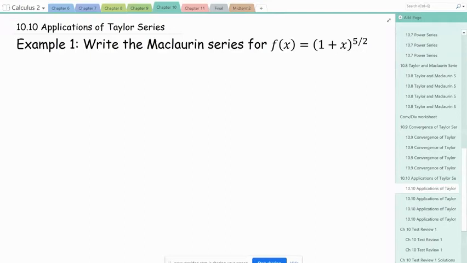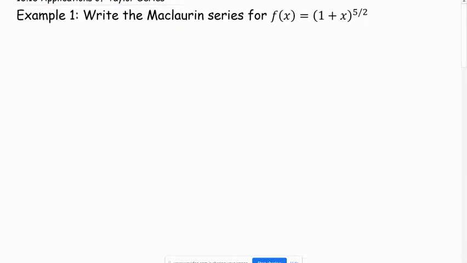Hello, everybody. This lesson is on section 10.10 in your calculus text on applications of Taylor series. So we've been looking at ways that you can create Taylor and Maclaurin series for functions. For the first couple examples, we're going to try to recognize a pattern when we have 1 plus x raised to some power m, in this case 5 halves. And as soon as we recognize that pattern, we're able to apply it to any exponent.